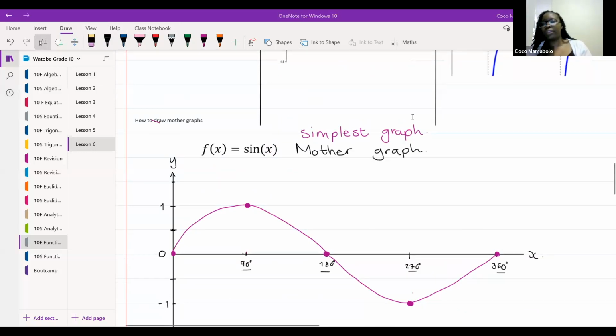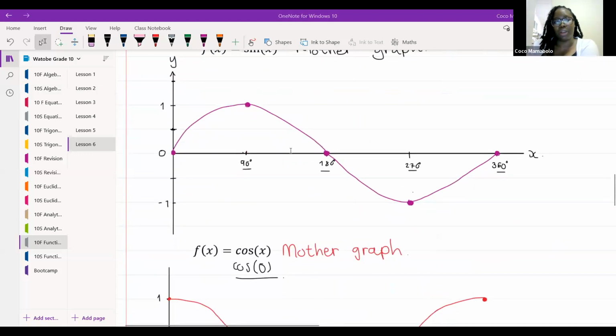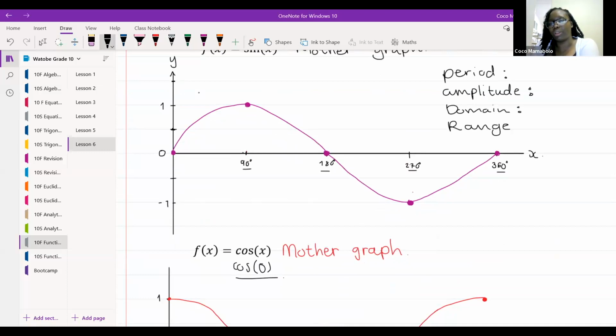Okay, all right, we'll wait for her, but while we wait for her, we're going to start talking about these things. We're going to talk about the period, the amplitude. We've just spoken about the asymptotes, guys. All right, so we're going to talk about 4 more things: the period, the amplitude, the domain, and the range.